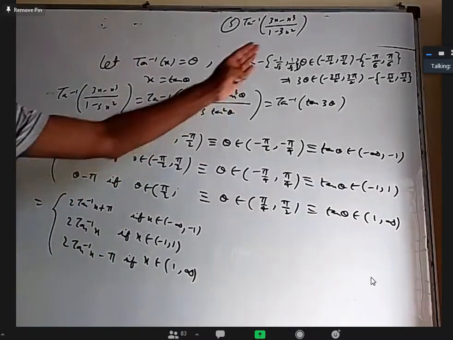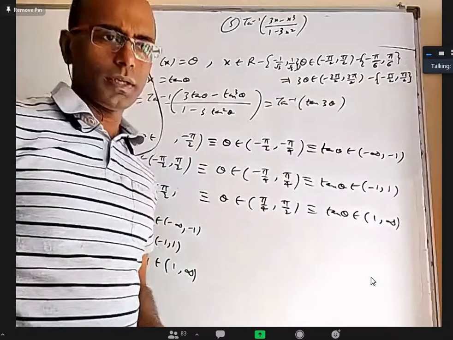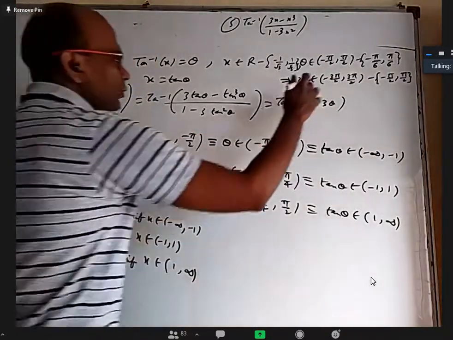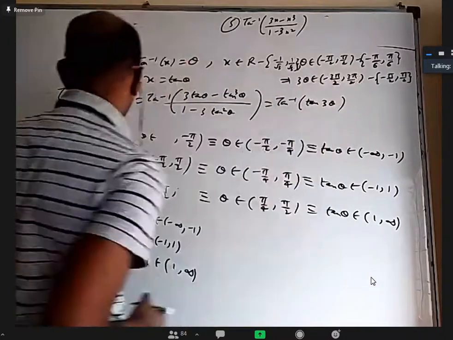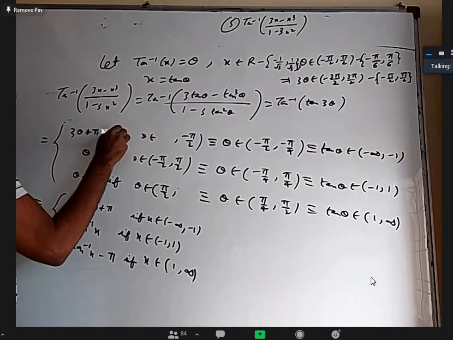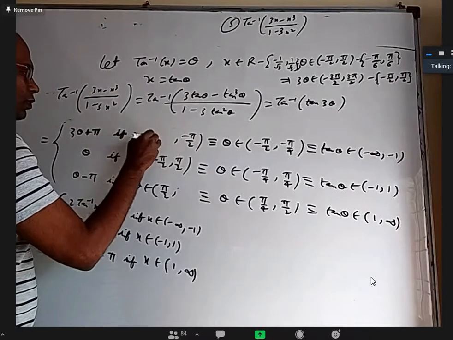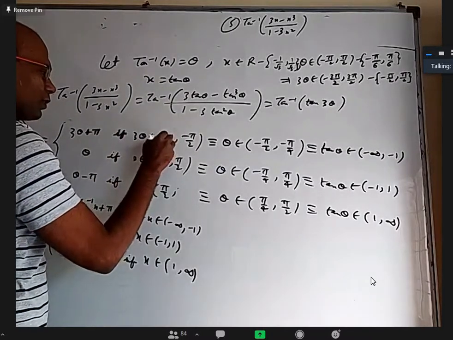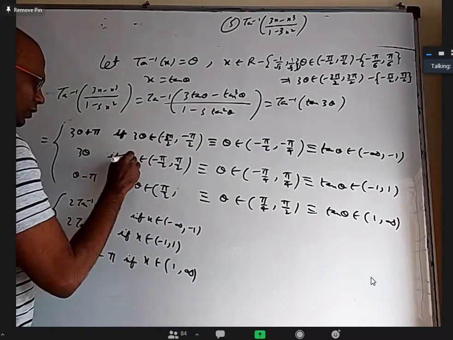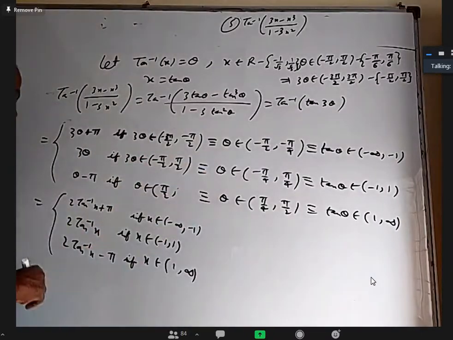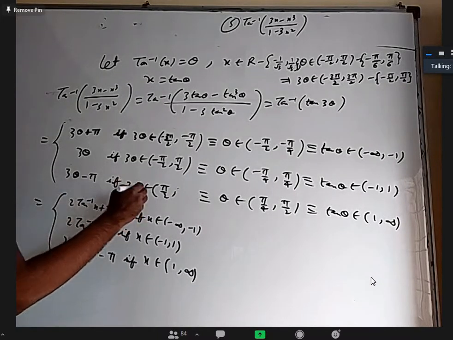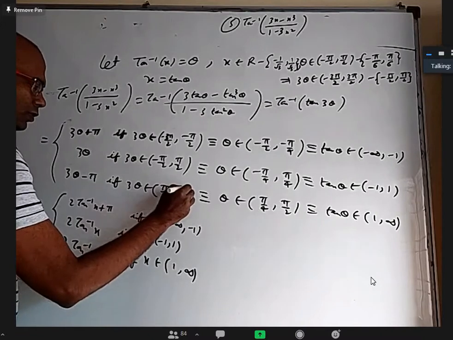So within minus 3 pi by 2 to 3 pi by 2, the tan inverse tan I cannot cancel because of the principal values. So I have to break the intervals at pi by 2 and minus pi by 2. So it is 3 theta plus pi if 3 theta belongs to minus 3 pi by 2 to minus pi by 2. It is 3 theta if 3 theta belongs to minus pi by 2 to pi by 2. And 3 theta minus pi if 3 theta belongs to pi by 2 to 3 pi by 2.